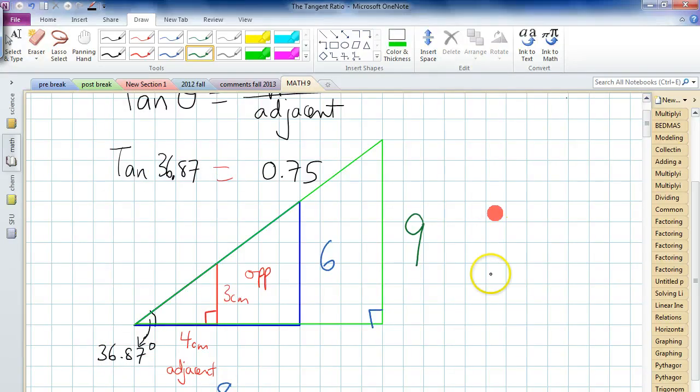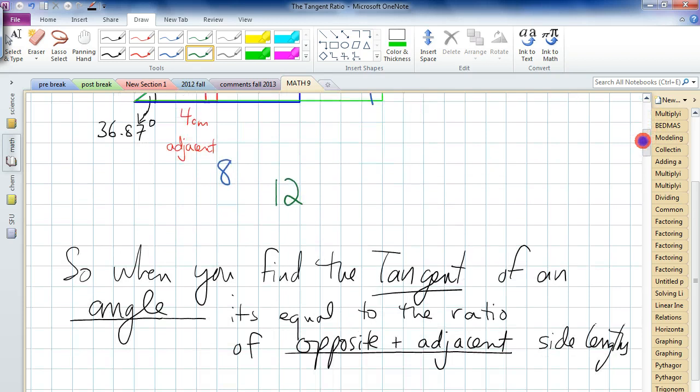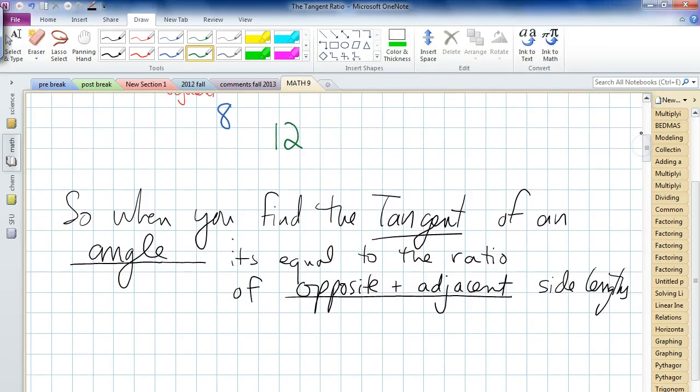Okay, a different triangle with different opposite and adjacent ratio lengths would have a different angle, but that angle always matches up with that same ratio number, whatever they are. And there's, of course, tons of possibilities. Which brings us to this.